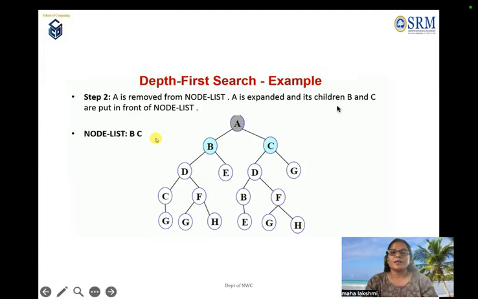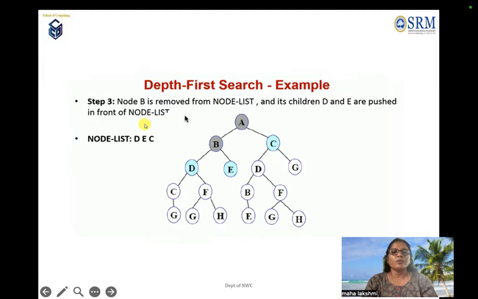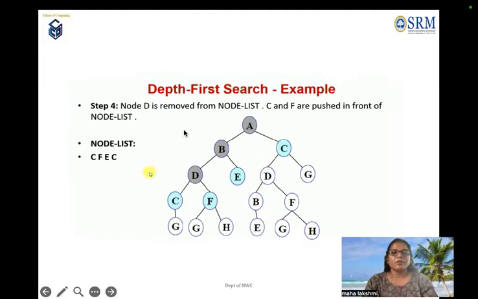Now A is expanded and its children are B and C. They are put in the front of the node list because it follows the stack. Then B is removed from the node list, and its children D and E are pushed in front of the node list. Then node D is removed from the node list, and its children C and F are pushed into the front of the node list.